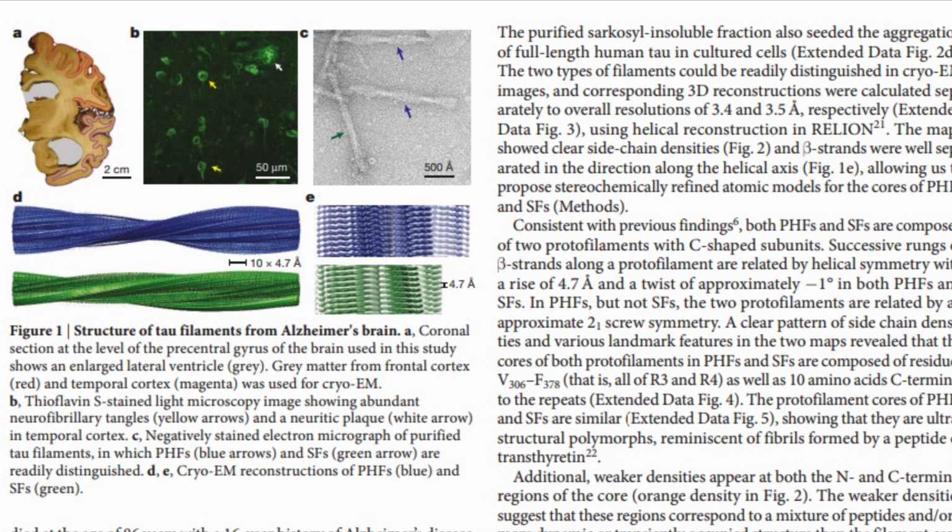B. Thioflavin S staining, light microscopy showing abundant neurofibrillary tangles, yellow arrows, and a neuritic plaque, white arrow, in temporal cortex. C. Negatively stained electron micrograph of purified tau filaments, in which PHFs, blue arrows, and SFs, green arrows, are readily distinguished. D, E. Cryo-EM reconstructions of PHFs, blue, and SFs, green.